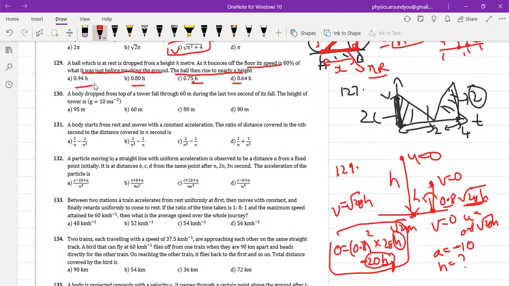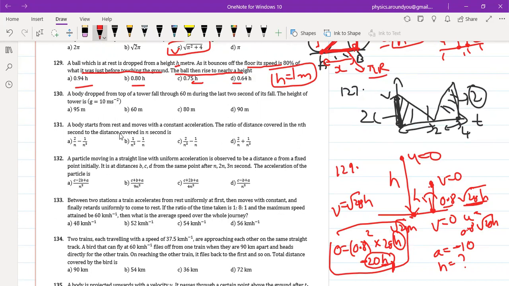To make matters easy, you can always have a go at substituting the variable. You see, in the question also there is h, in the options also there is h. You can substitute h equal to 1 meter. If you put h equal to 1 meter, calculations will be extremely simple. So that is how you attack question number 129.